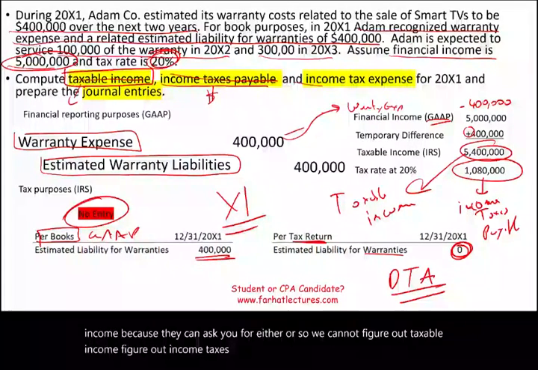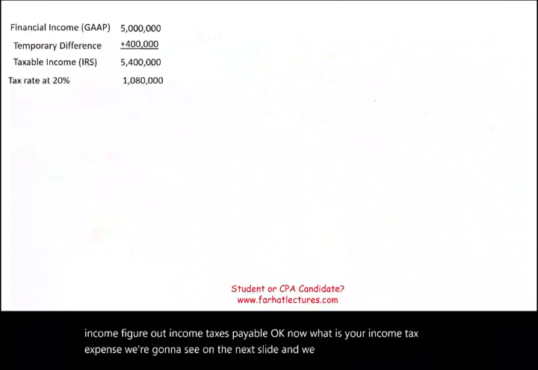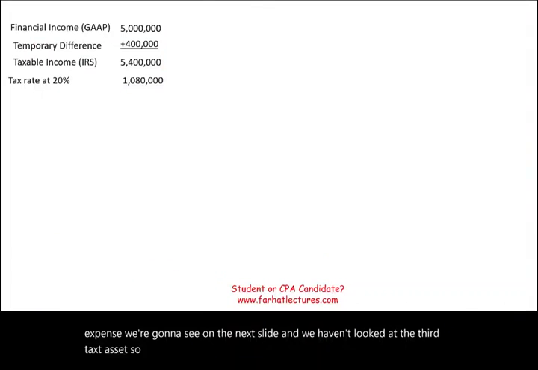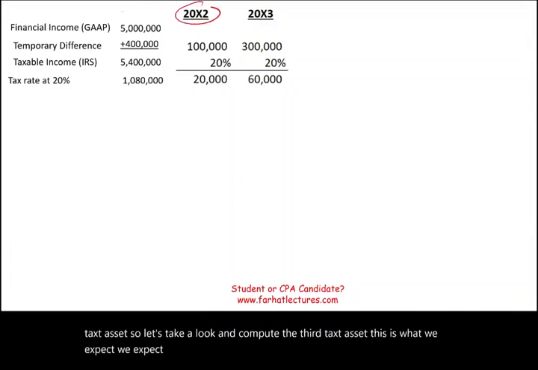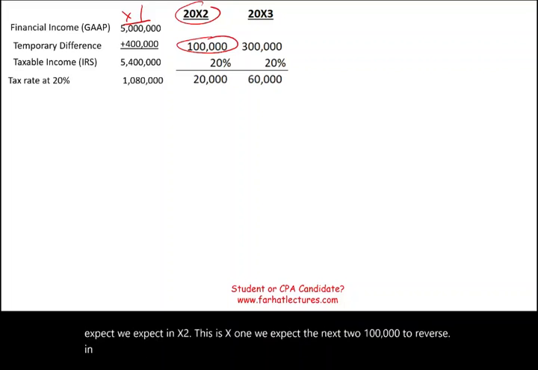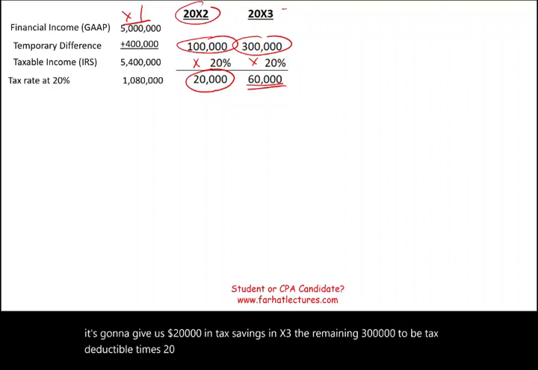Okay, now what is your income tax expense? We're going to see on the next slide, but we haven't looked at the deferred tax asset. So let's compute the deferred tax asset. This is what we expect. This is X1; we expect in X2 $100,000 to reverse, in other words, $100,000 to be deductible for tax purposes. When this is deductible, it's going to give us $20,000 in tax savings. In X3, the remaining $300,000 to be tax deductible times 20% is going to give us tax savings of $60,000.